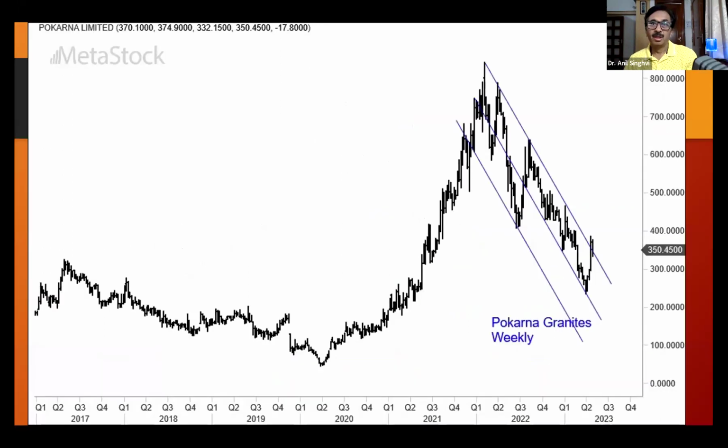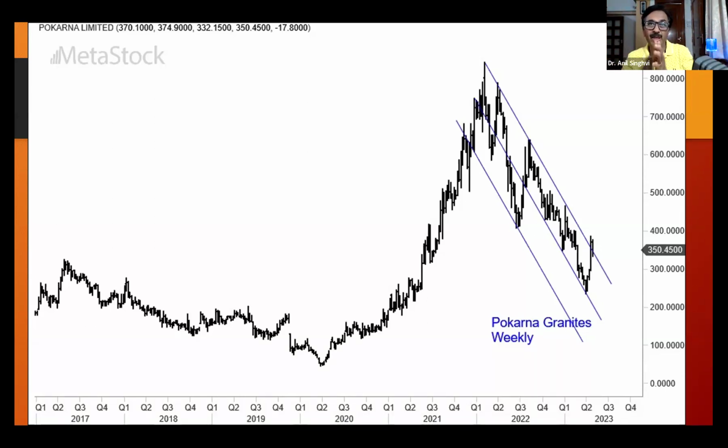Now, this is another one which we bought recently, Pokarna Granites. I didn't know what this company does. I just found this chart. Look at it, same thing. The good student reads well, it went all the way up. Then a decline in 3 waves.